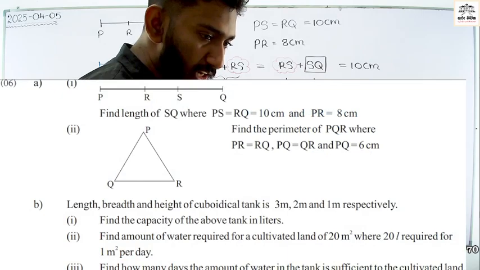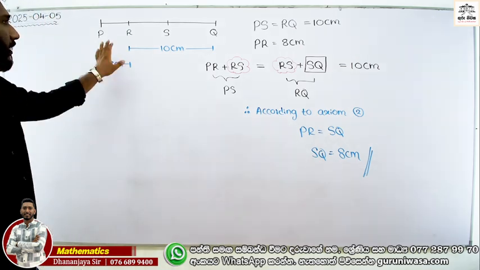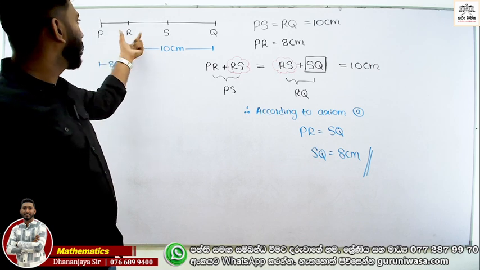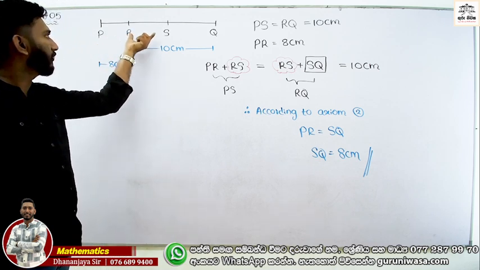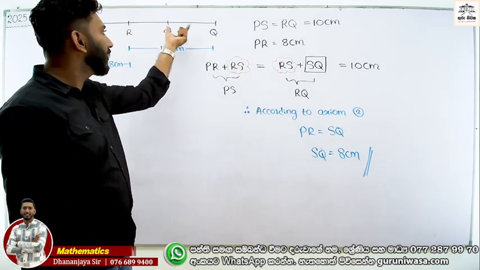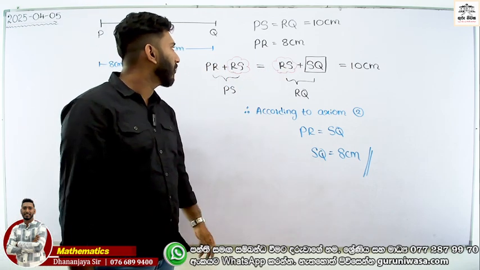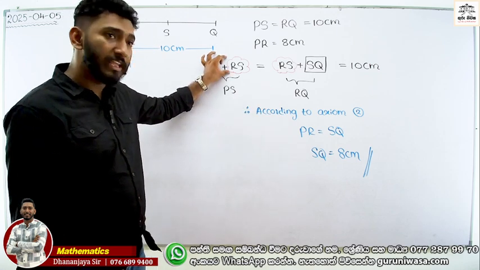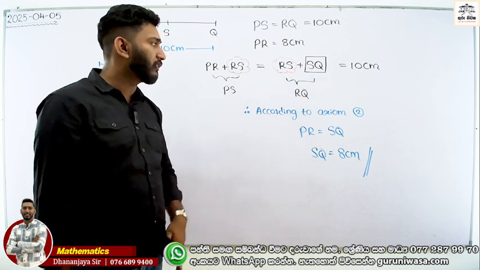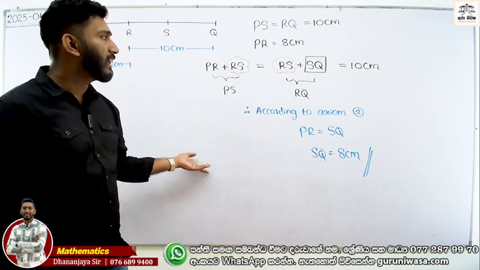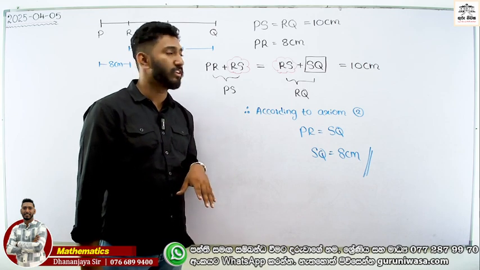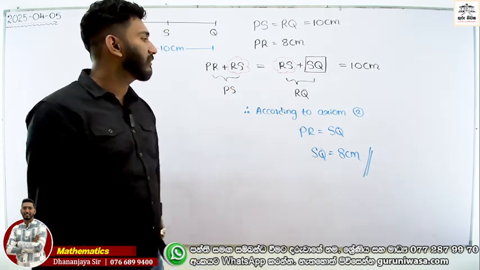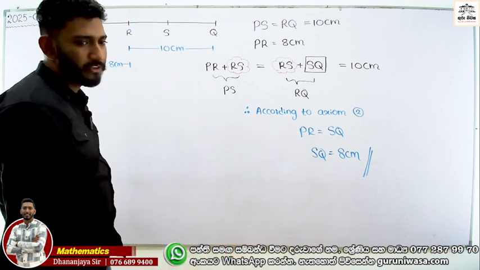So SQ is what we need to find. Right? Look at that. PS equals RQ. Now PS equals PR plus RS, the sum of these two. Yes, easy. PR plus RS. And RQ means RS plus SQ. Here is RS, here is RS. PS and RQ both are equal. Therefore, PR plus RS equals RS plus SQ. According to axiom number 2, equal quantities added to equal quantities become equal quantities. Then PR equals SQ. Now PR is 8, so SQ becomes 8.